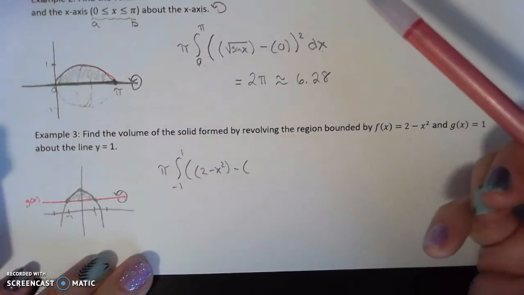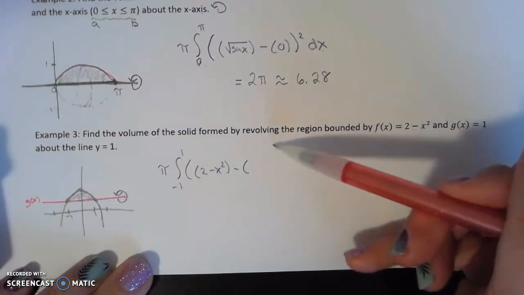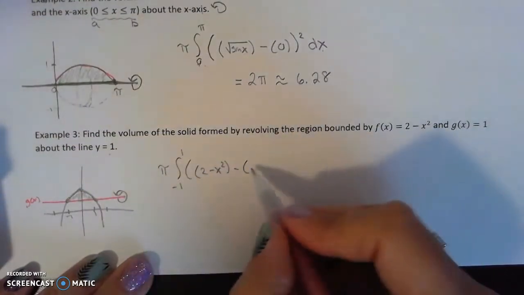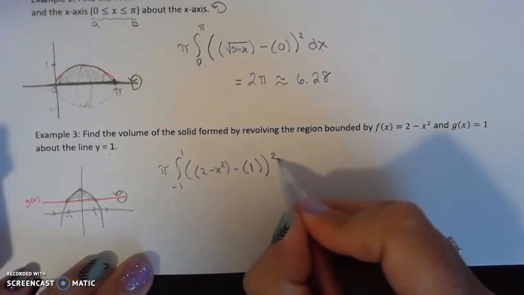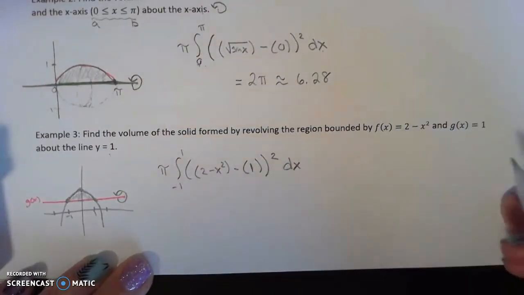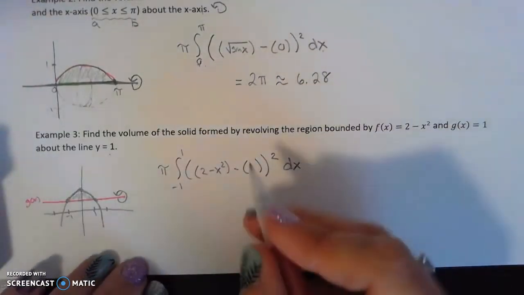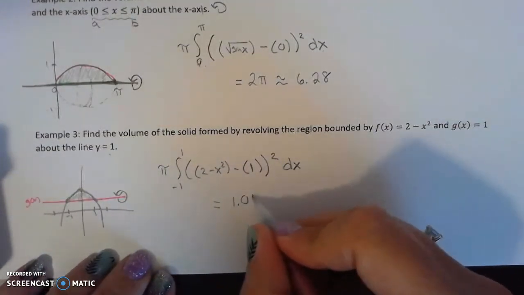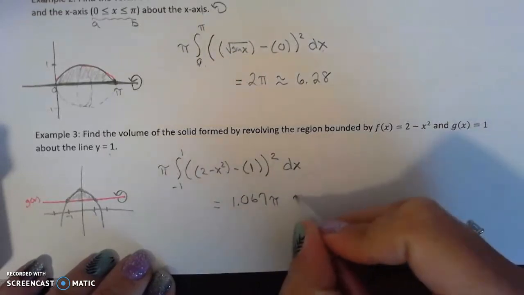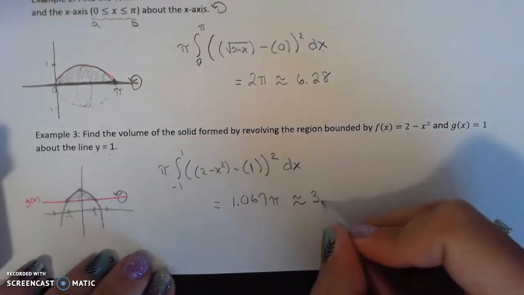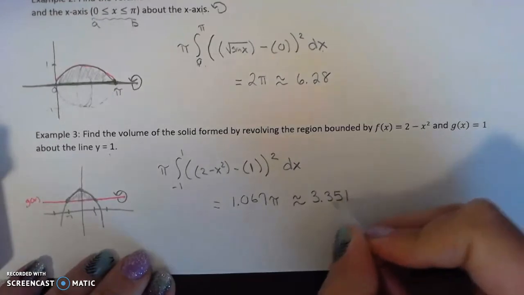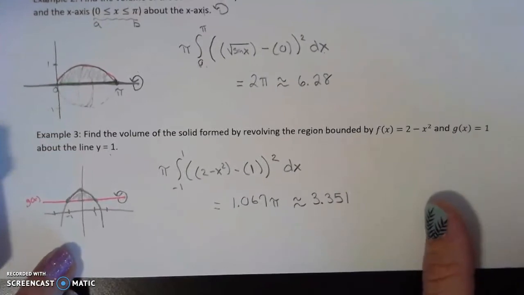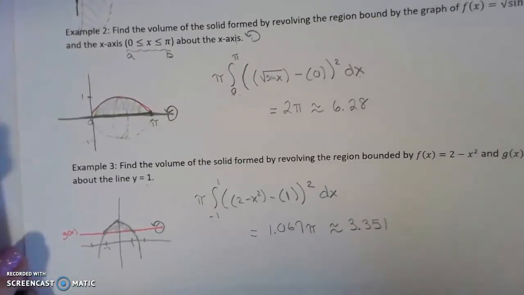So before on the other two problems it was always 0. It's not a 0 anymore here because our bottom function is y equals 1. So 1 squared with respect to x. Okay, so then we're just going to punch this into our calculator. If you want to leave it in terms of pi, it'd be 1.067 pi. If you want to give me the whole decimal, great as well. Just make sure you can go back and forth between both. 3.35.